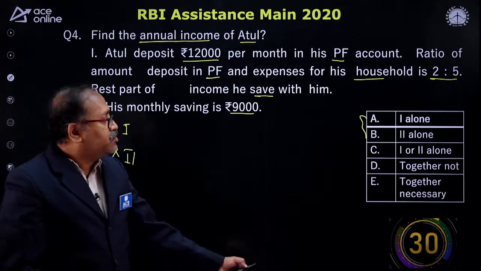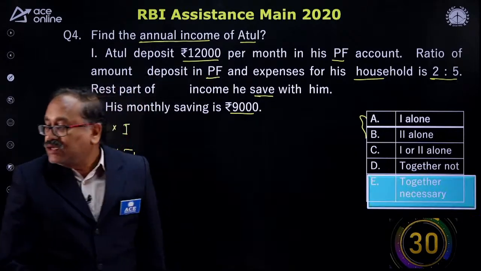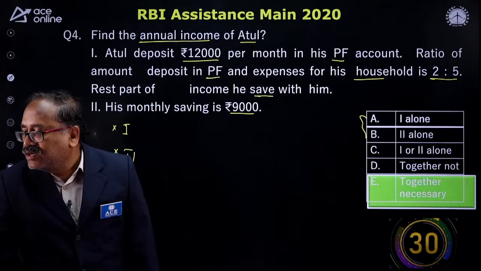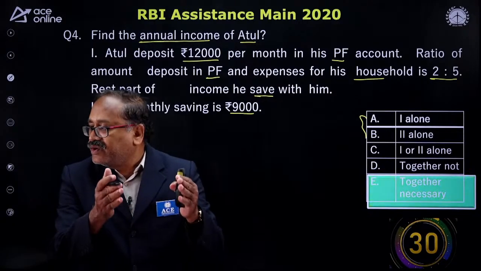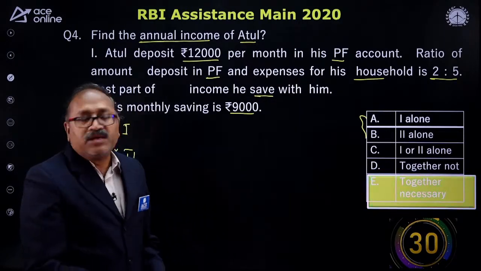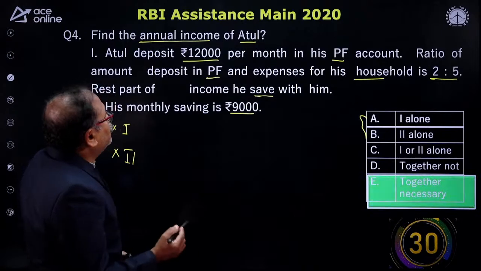Let me check the answer. The answer is E. Right, Subba Reddy? Right, Mr. Pawan? Right, Mr. Vamsi? Option E. So how did you know this one?